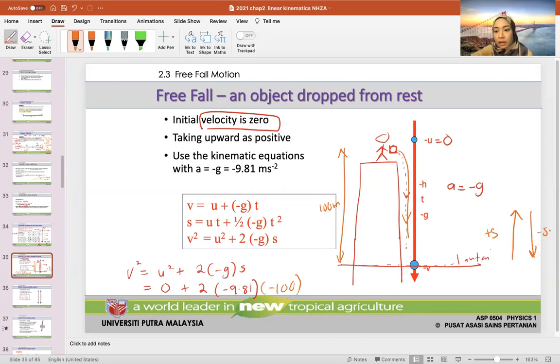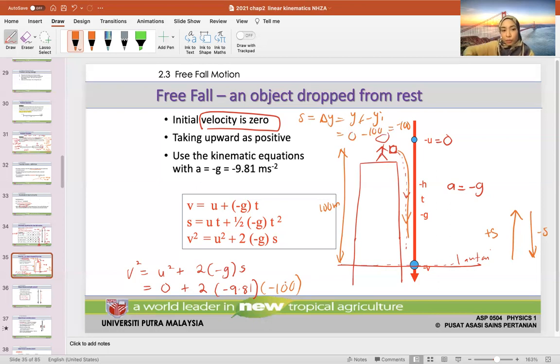This is the shortcut. If you want to know why it's a negative, basically because S is also equal to delta Y, sebab kita cakap pasal Y axis. So delta always means final minus initial. And our final is 0 and our initial Y is 100, right? So you get a minus 100 over here. So this is why you have a minus 100.